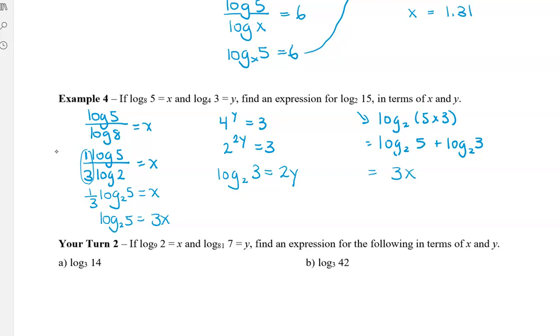All right, so now what I have is log 3 base 2 is equal to 2y. So I'm going to substitute that over here. So that means that log 15 base 2 is equal to 3x plus 2y. And that's a use of the change of base property.